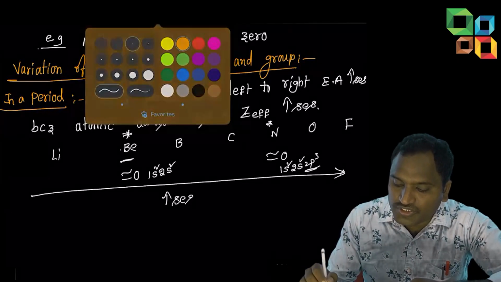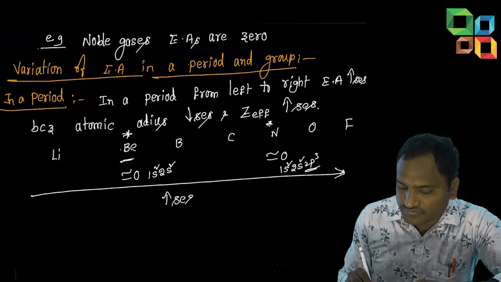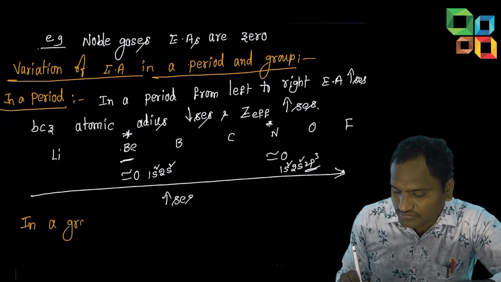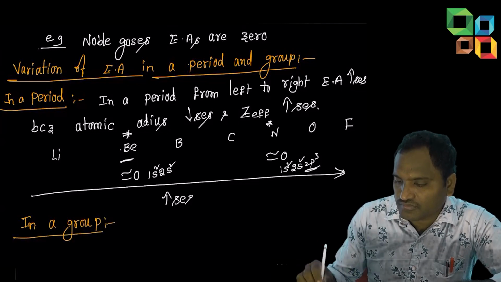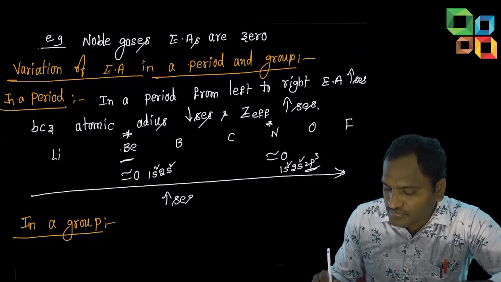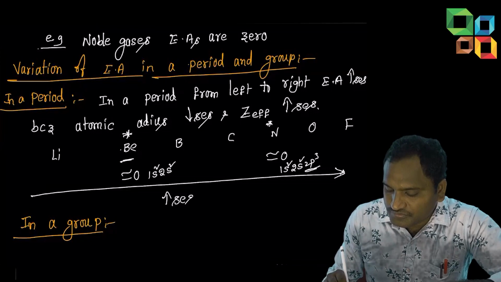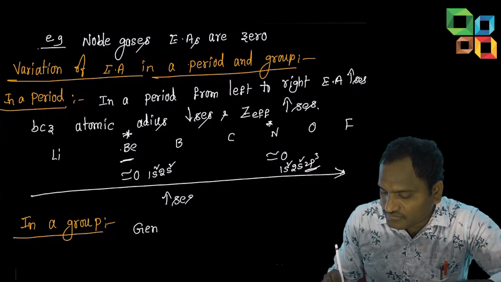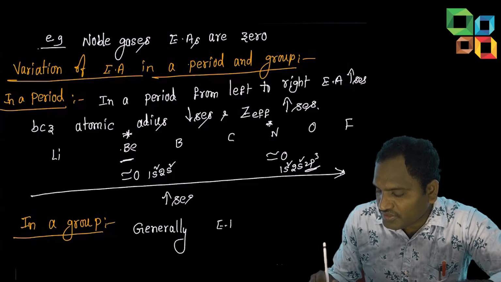Next, the group. It is very, very important, students. In a group, what I said, generally electron affinity decreases.